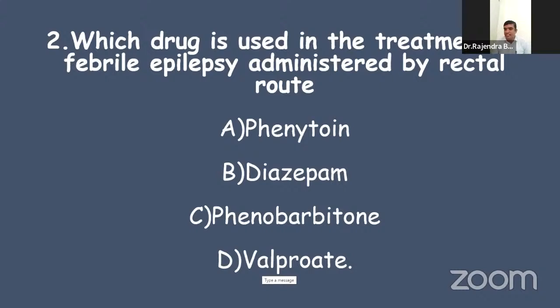Phenytoin, what is phenytoin? Phenytoin is used in GTCS. What is GTCS? Generalized tonic-clonic seizures. Phenobarbital is also used in absence seizures. And valproate is nothing but sodium valproate. You can ask, sir, why diazepam? Because phenytoin, I already told you, is for GTCS, phenobarbital for absence seizures, and sodium valproate is used in myoclonic epilepsy. Next, please.